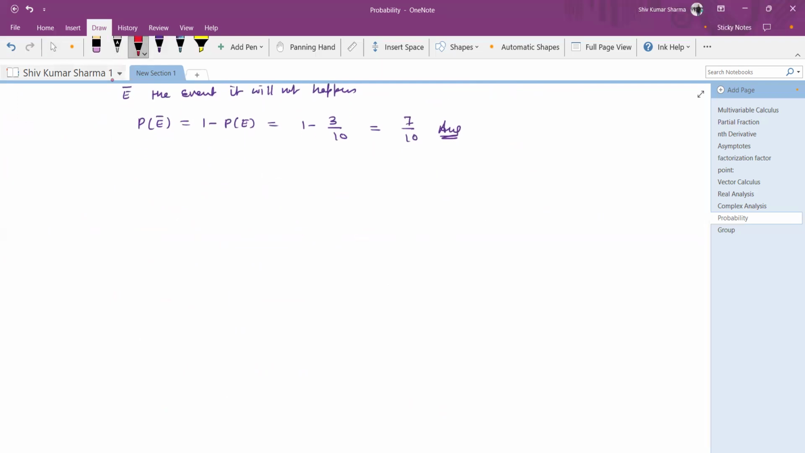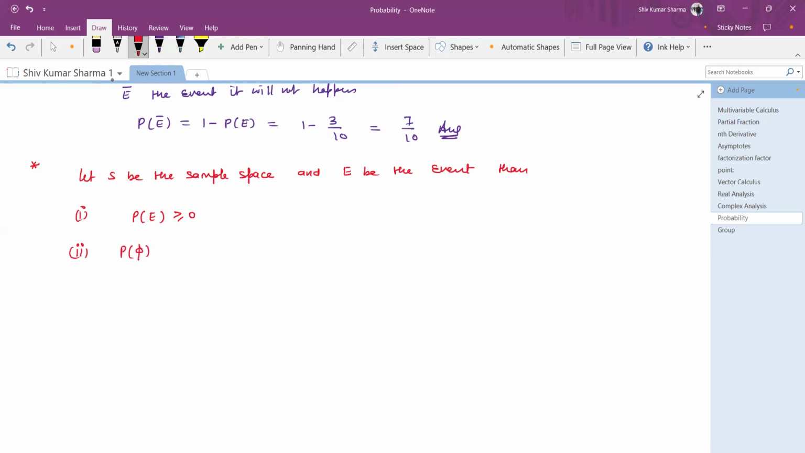So also we remember some important points. One important point is that let S be the sample space and E be the event. Then the probability of an event is always greater than 0. So when an event occurs, the probability is always greater than 0.